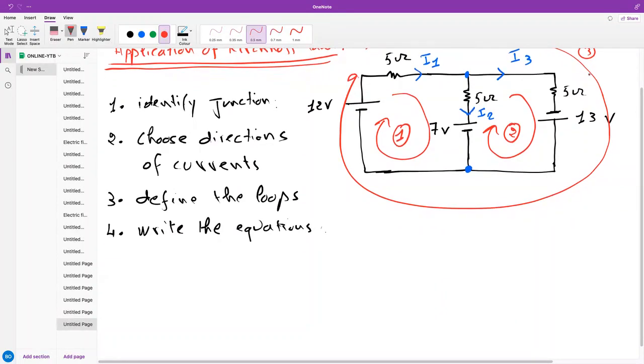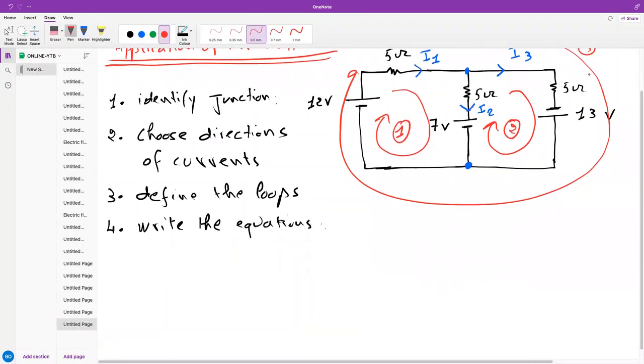So now let's start writing the equation associated with the junction. The junction rule tells us, due to the conservation of electric charge, the sum of the current going into the junction is equal to the sum of the current going out of the junction. So we can easily see that the first rule will be I1 is equal to I2 plus I3. This I will call equation number 1.